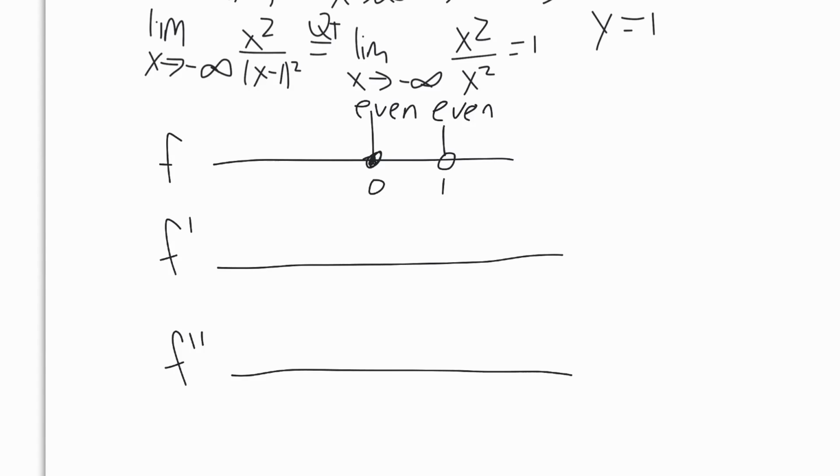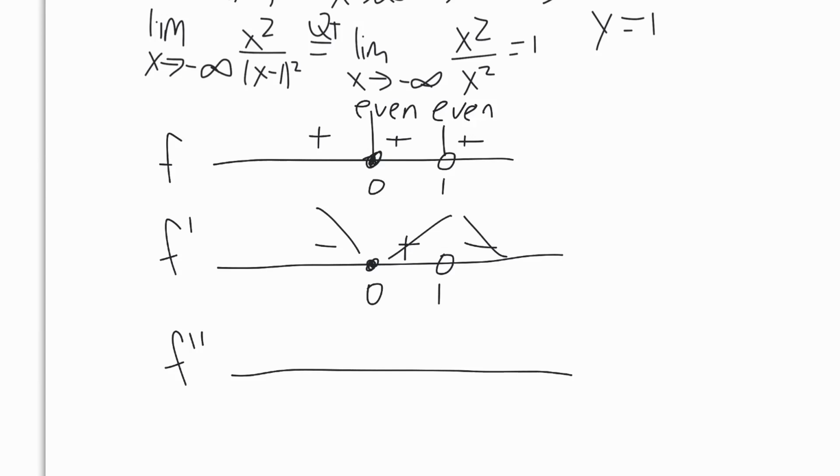So when we pick a value bigger than 1, say 10, we get positive, positive, positive. This means that the function is always above the x-axis. For the derivative, we have a 0 at 0, and we have it being undefined at 1. Pick a value bigger than 1, say 10, we're going to get negative. So then we'll have negative, positive, negative. Our function is decreasing, increasing, decreasing.